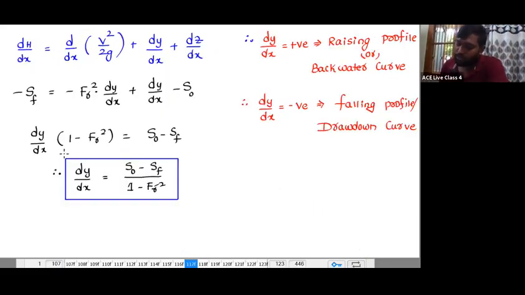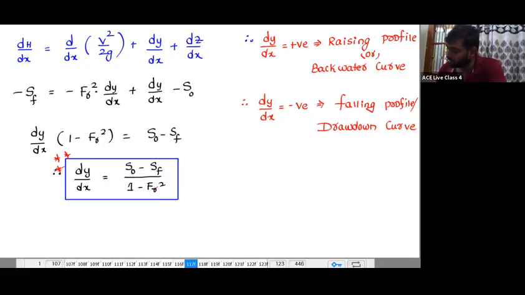You don't need to remember the derivation, but without the derivation I cannot get this equation. If I write this equation directly, it will drive you mad. That's the reason why I have given this equation derivation also. So dy by dx is going to be (S naught minus Sf) by (1 minus Fr square). Now, based upon this, I can say whether the curve is going to be rising or falling. Please have a look once.